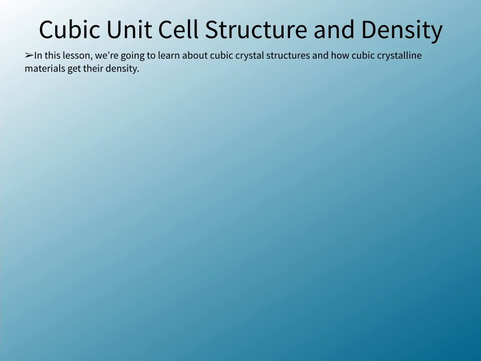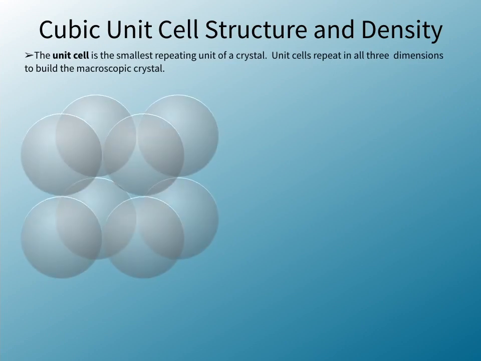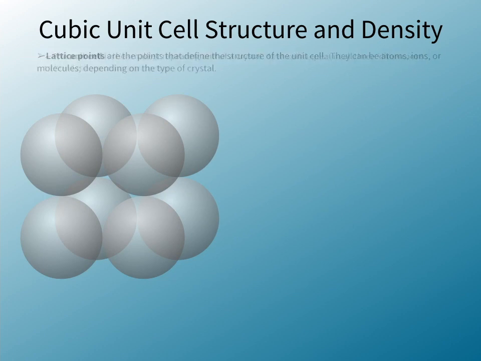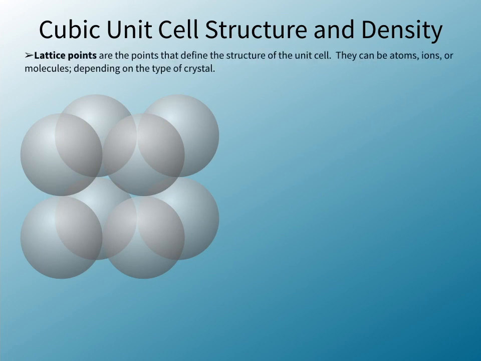In this lesson, we're going to learn about cubic crystal structures and how cubic crystalline materials get their density. The unit cell is the smallest repeating unit of a crystal. Unit cells repeat in all three dimensions to build the macroscopic crystal. Lattice points are the points that define the structure of the unit cell. They can be atoms, ions, or molecules, depending on the type of crystal.